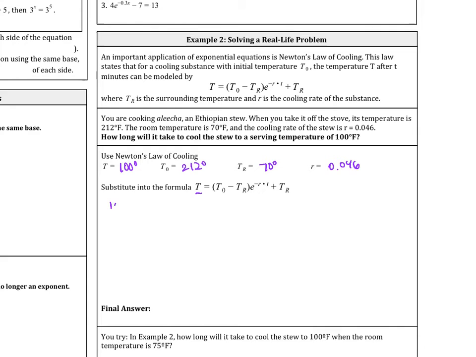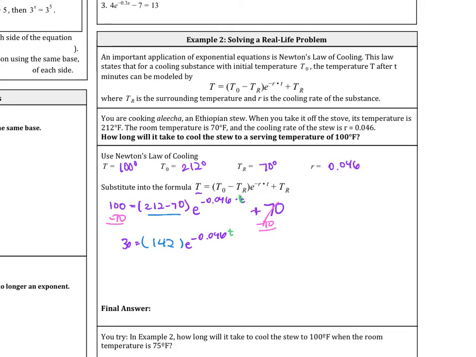So what we're going to do is plug in what we know. We have 100 equals 212 minus 70, times e to the negative 0.046 times time, plus T_R, the room temperature, which is 70 degrees. We're trying to solve for time here, so that is our goal. First, let's subtract 70 from both sides. Now we have 30 equals, and let's subtract 212 minus 70 to simplify a little bit. That's 142, times e to the negative 0.046 times time.